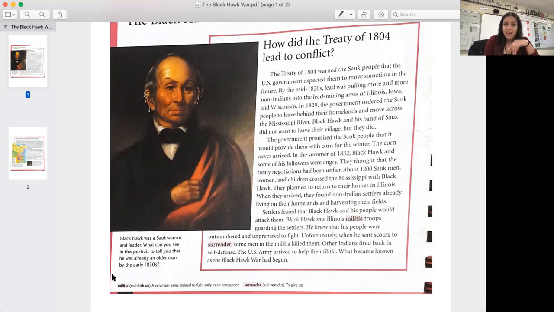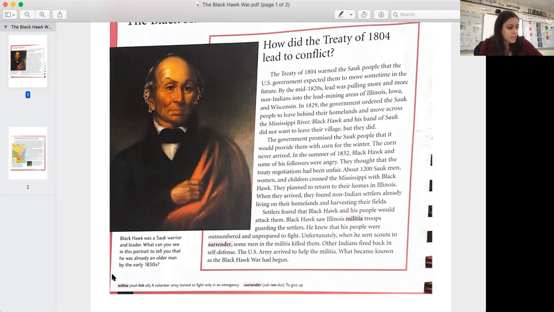So that's pretty heavy. I'm kind of thinking Black Hawk and his people definitely had a right to come back and say, all right, we left even though we didn't want to. You said you would bring us corn and you didn't. And he even realized he was outnumbered and went to surrender, and then that's what happened. I can definitely understand why he had this issue.